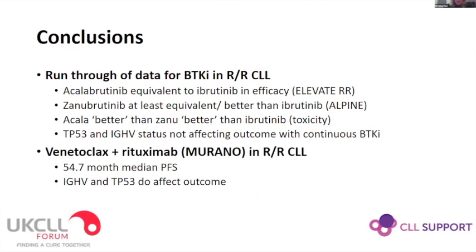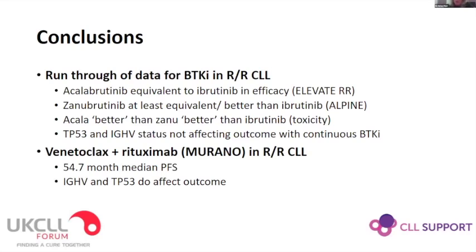So in conclusion, we've just done a quick run through the data for BTK inhibitors in relapsed refractory CLL, showing in the ELEVATE-RR study the equivalent efficacy of acalabrutinib and ibrutinib. That in the ALPINE study, zanubrutinib looks at least equivalent, if not possibly better than ibrutinib. In terms of toxicity, in my head, it's very simple. I'm keeping it very simple in my head. Acalabrutinib to me looks just a little bit across the board better than zanubrutinib, which looks better than ibrutinib just in terms of those significant cardiac toxicities and arrhythmias.